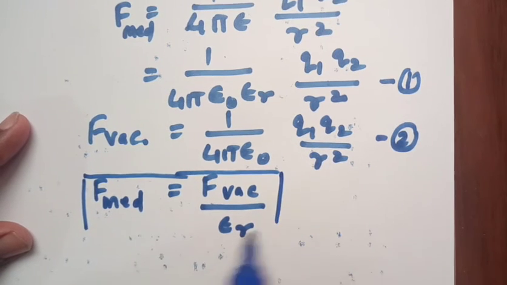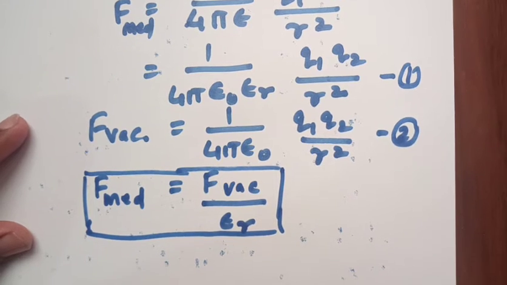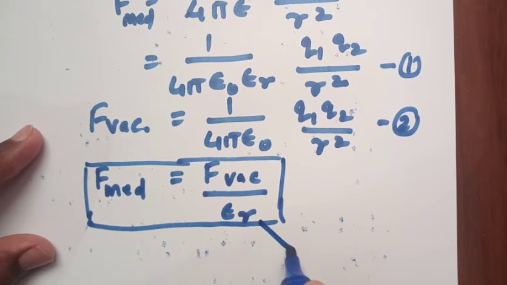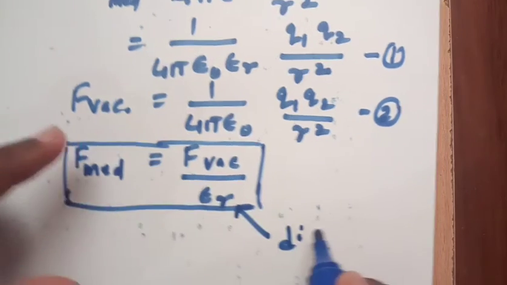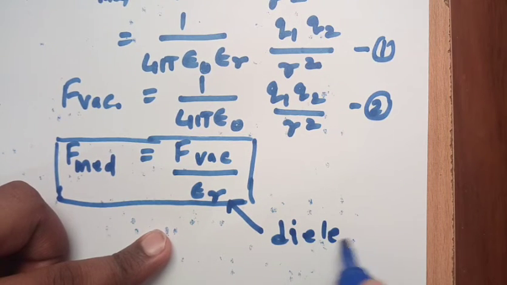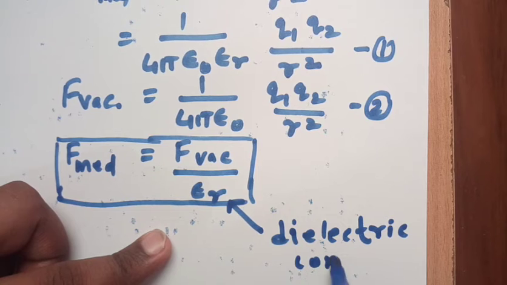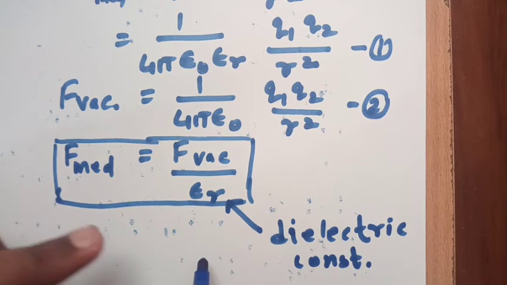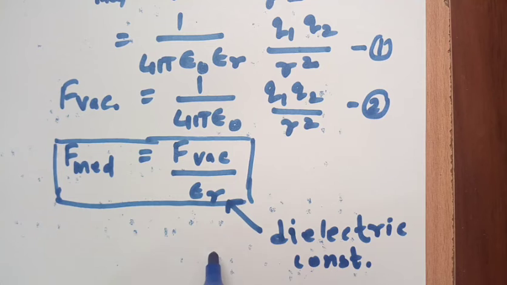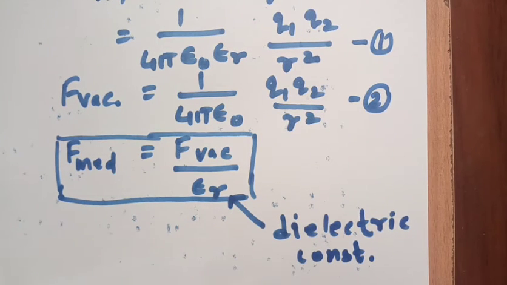Now this is a very important result. Suppose you have been given epsilon r, which is also known as the dielectric constant, of a medium, and you have been told that the force between a particular pair of charges at a particular distance is this much in vacuum. Then you can easily find F medium using this formula: F medium is equal to F vacuum upon epsilon r.